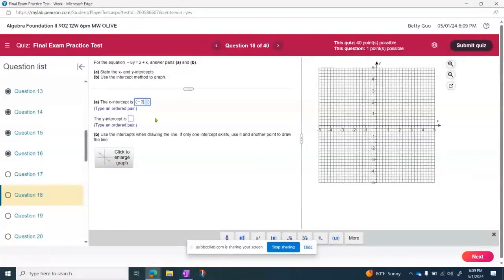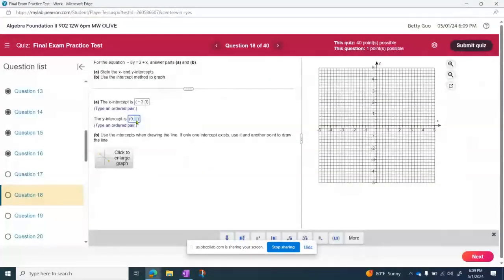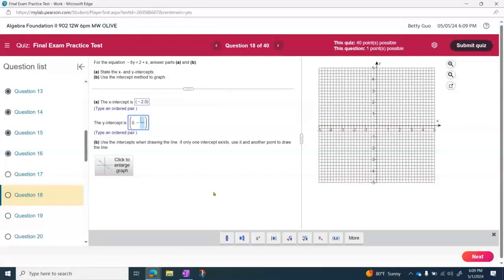-2, comma, 0. And the y-intercept also type an ordered pair, not just one number. Has to be a pair with two components. And don't mess up the order. X-intercept has y value equals 0. Y-intercept has x component equals 0. And y is -1 over 4, right? Let me double check. Yeah, -1 over 4. So we have a negative 1 over 4.